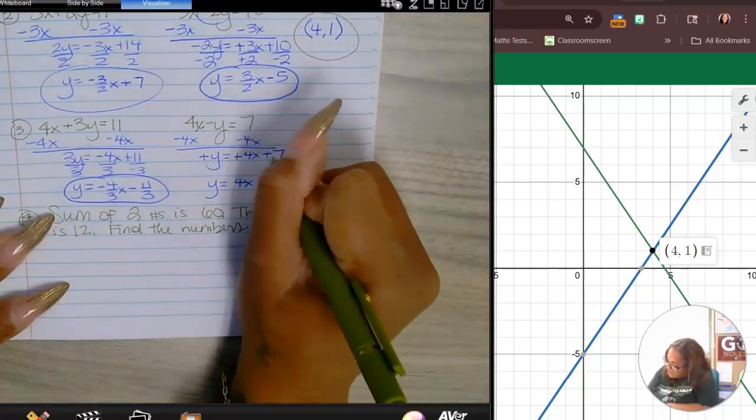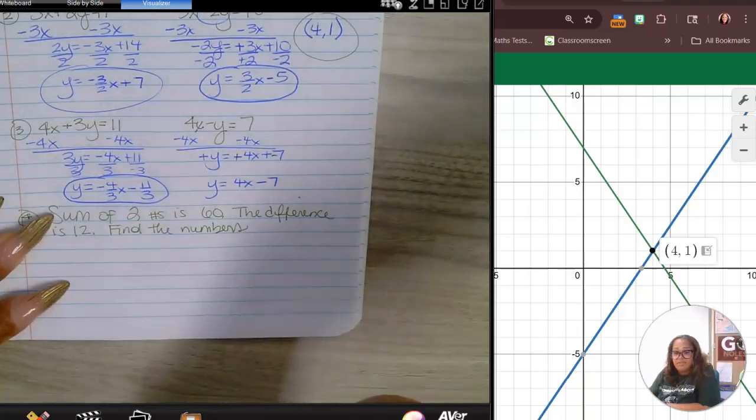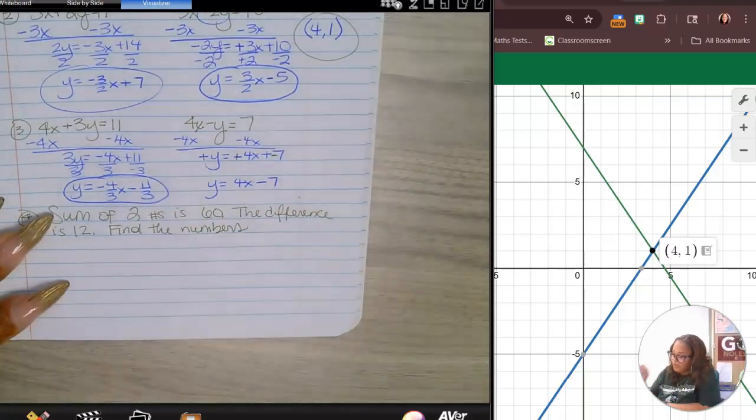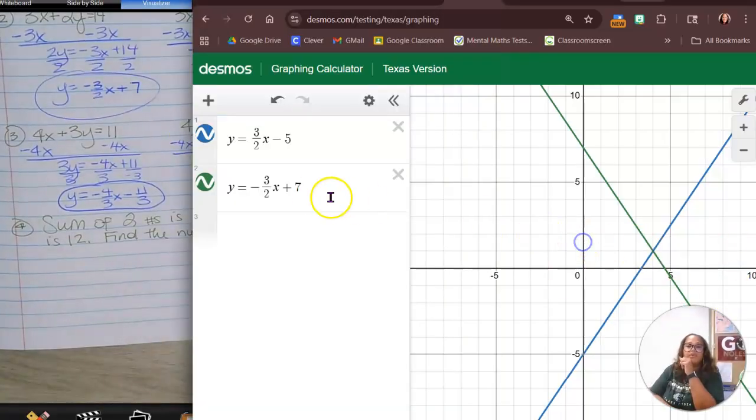Change, change, change. Everybody's sign just changed. That's dividing by negative 1. You are allowed to do that too, but you have to know what the rule is. Divide by negative 1 means to change everybody's sign to the opposite of what they are. That's my other y equals mx plus b. Graph them.